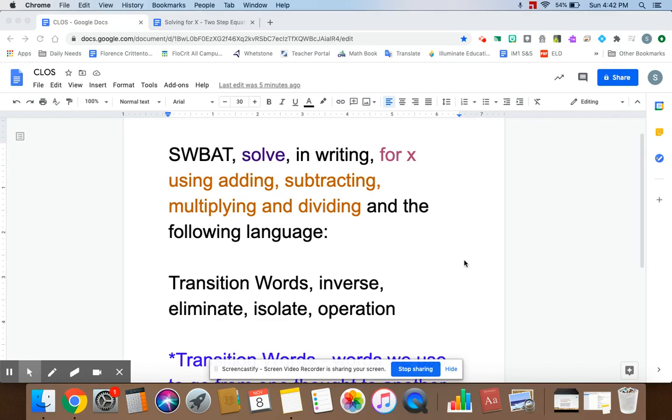CLO for this lesson is that students will be able to solve in writing for x using adding, subtracting, multiplying, and dividing, as well as the following language: transition words, and the vocabulary inverse, eliminate, isolate, and operation. So transition words is slightly different than the if-then sentences you've been working on.